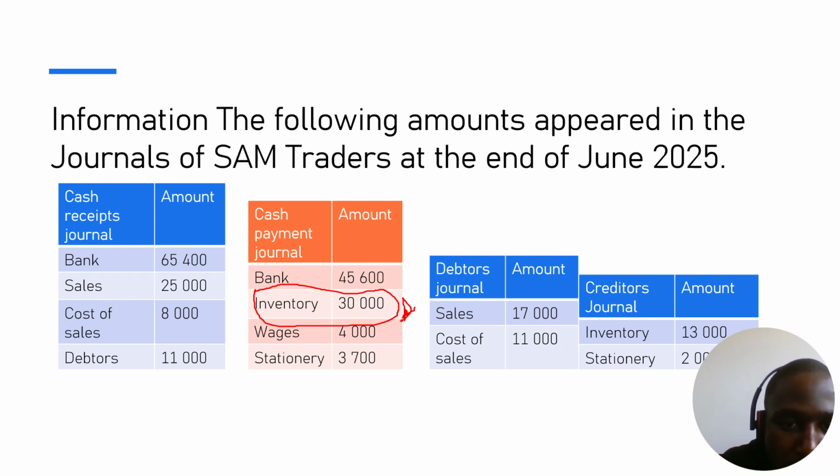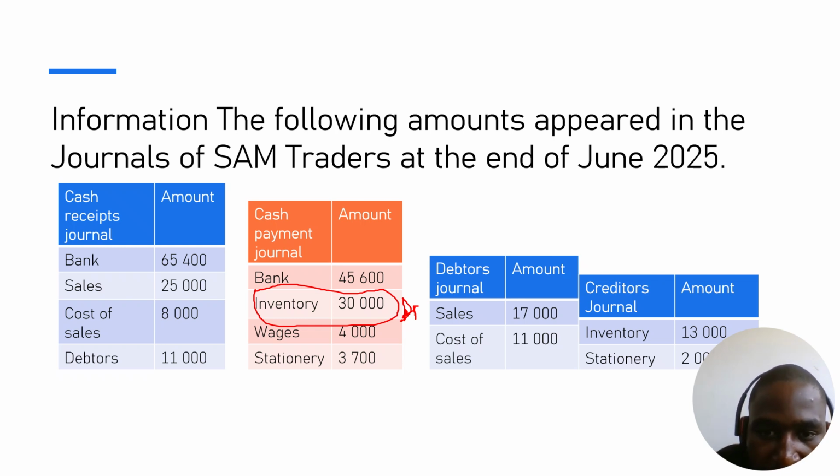Now, because that inventory we purchase it cash, we are going to write it by bank. Everything that you take from the CPJ, you write it by bank, and everything that you take from the creditors journal, you write it by creditors control. All right, so this inventory is going to go to the debit side of our inventory account, and we'll write it by bank.